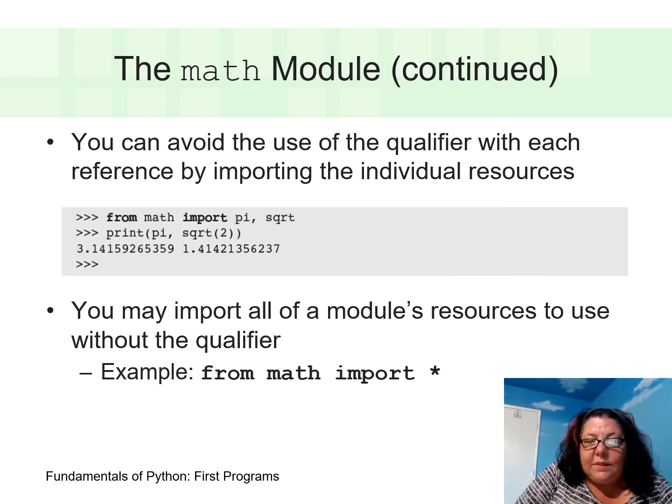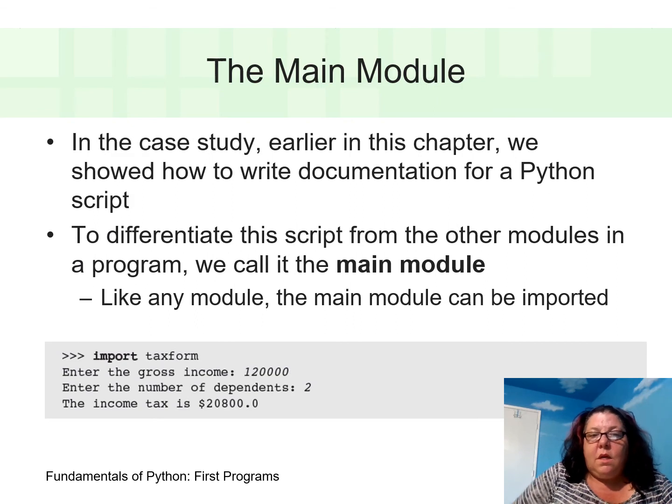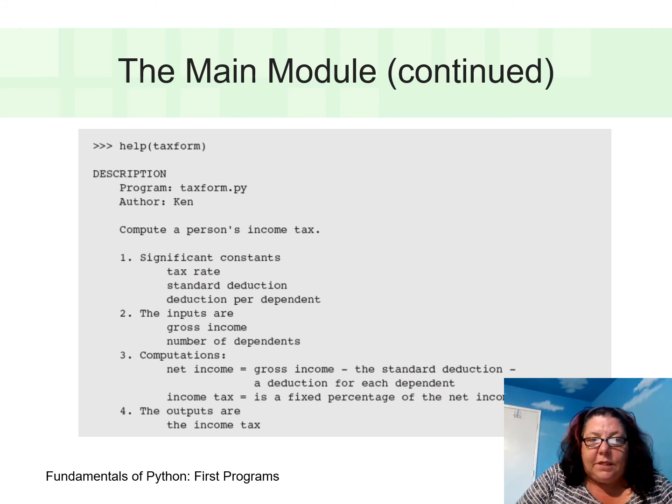You can avoid the qualifier each time by importing the individual resources, or you can import all the resources to not use the qualifier. So instead of having to say math.pi, I could say from math import pi, and then pi is just pi. That means I brought that particular function directly in and not just access to the module. The main module is how you write documentation, and the module where the program starts is the main module. That can be imported too.